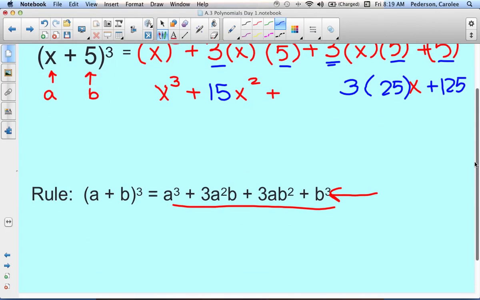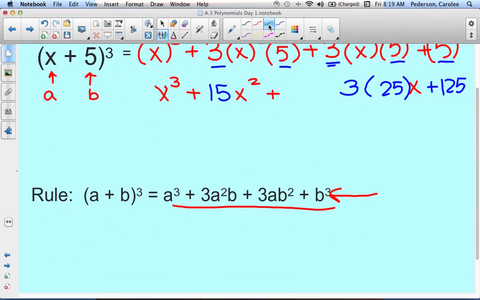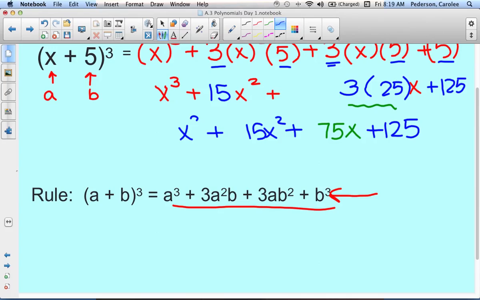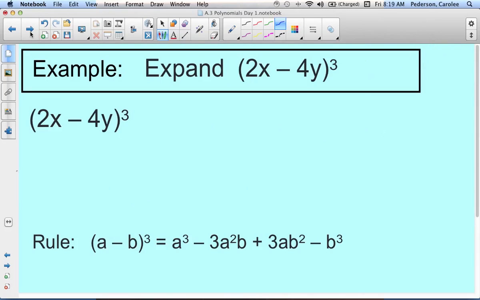Now we're almost done. We just have to multiply these two numbers together. 3 times 25 is 75 x, and then the rest stays as it is. And that's how you can multiply a binomial 3 times using the rule.